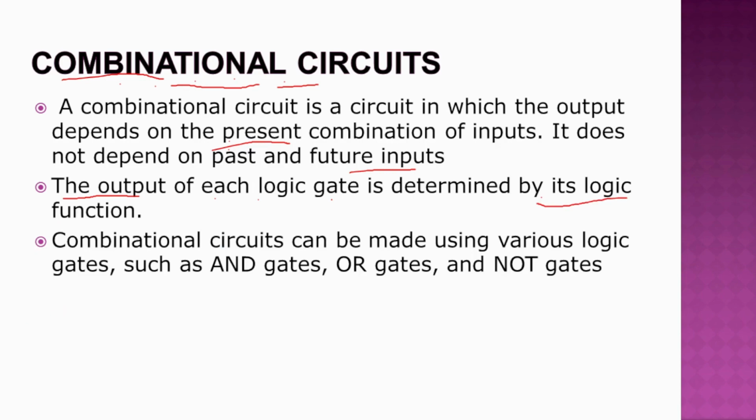If we use the AND gate in our combinational circuit, it performs the multiplication operation. If we use the OR gate in our combinational circuit, it provides the plus operation, and plus means addition. The NOT gate is used for the function of inversion. If we give an input of 0, it provides an output of 1.